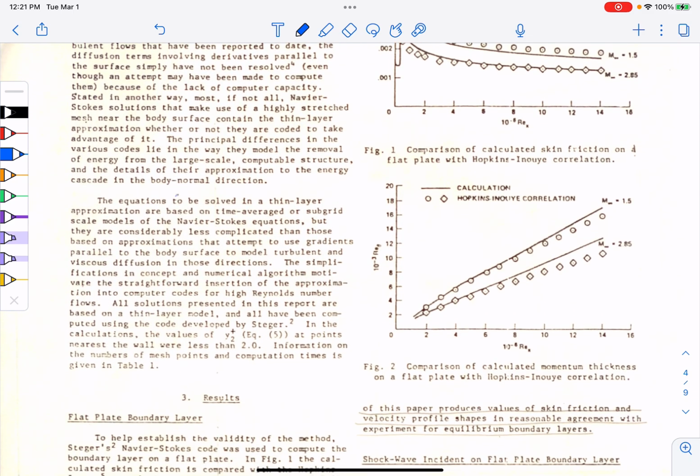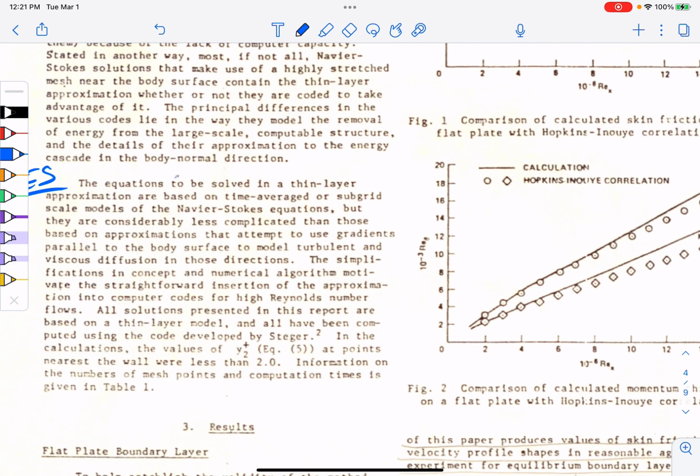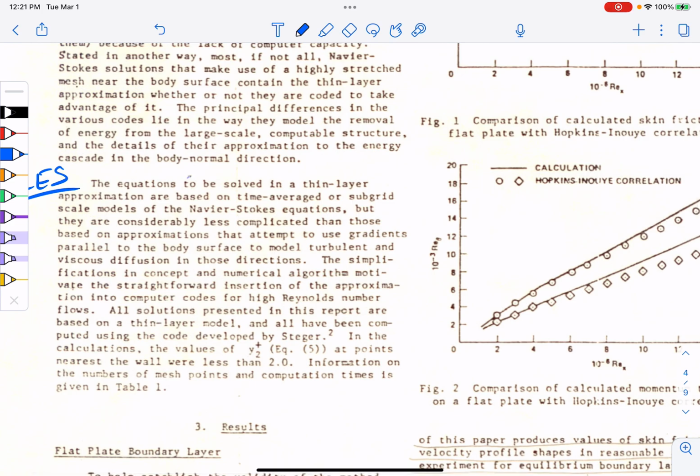Another thing when I was reviewing this paper, because it's pretty interesting, is that he implied something about LES. So not only did this paper have some of the first transitional type models for eddy viscosity model, which was predictive, he's also looking at a small LES thing. And I saw this in here. He says the equations to be solved in a thin layer approximation are based on a time average or subgrid scale model of the Navier-Stokes equations. And I hope that at the end of this class, before we do our quick presentations of what you've looked at in your term paper, we'll talk about some of the LES philosophy and subgrid scale models. So that'll come back.